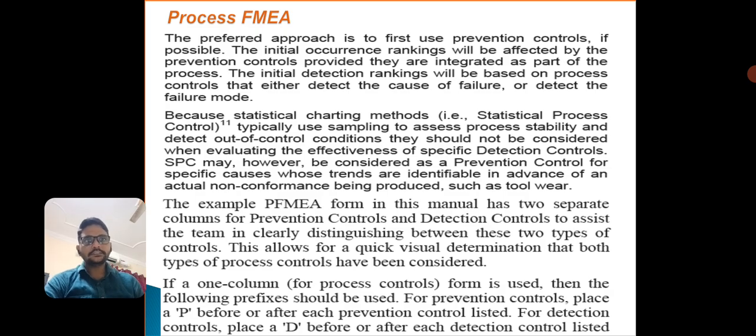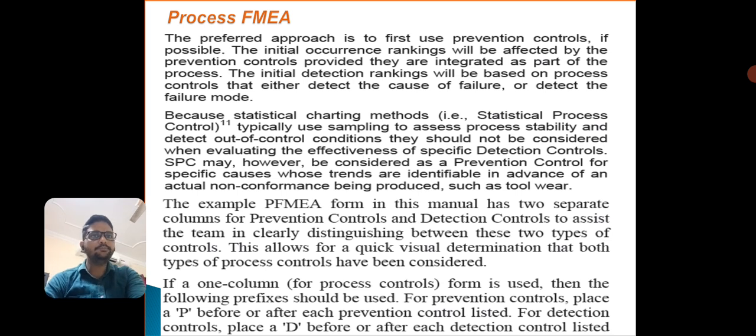Because statistical charting methods, statistical process control, typically use sampling to assess the process stability and detect out of control conditions, they should not be considered when evaluating the effectiveness of a specific detection control. SPC may however be considered as a prevention control for a specific cause, where trends are identifiable in advance of an actual non-conformance being produced, such as tool wear.